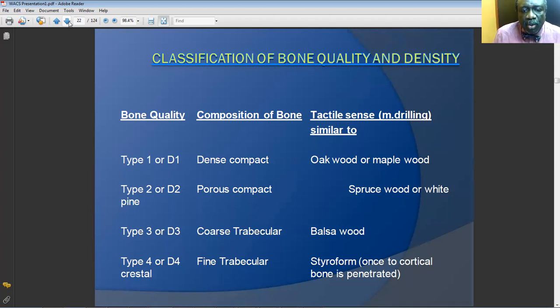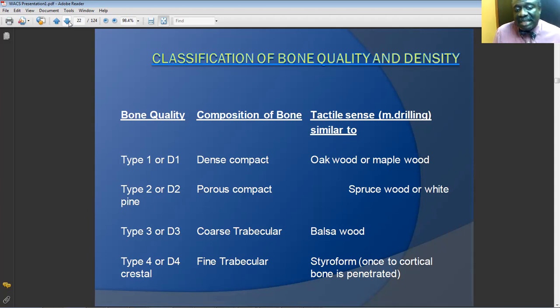So the D1 bone, which I will tell you right away, is found in the anterior mandibular region, is dense compact bone. And the good thing about this bone is that when you sink implants in this region, you can load immediately. And when you are drilling, the tactile sensation is similar to drilling into an oak wood or maple wood.